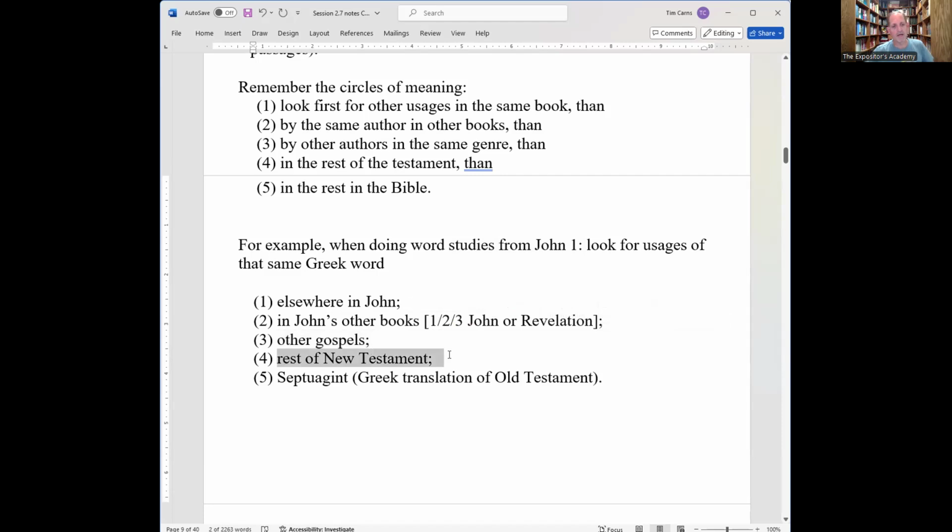And then you'll want to look up how that word is used in the rest of the New Testament. And then you can look up how the Old Testament, the Greek translation of the Old Testament, would be using it. So these are the different circles.